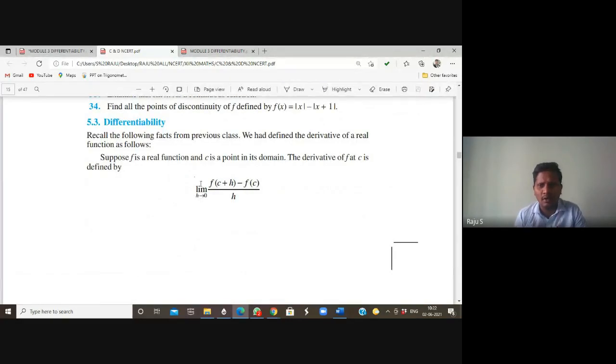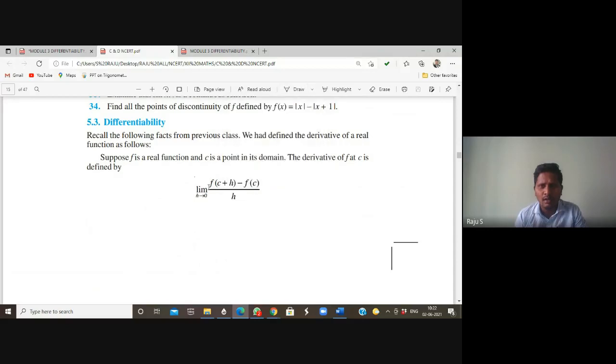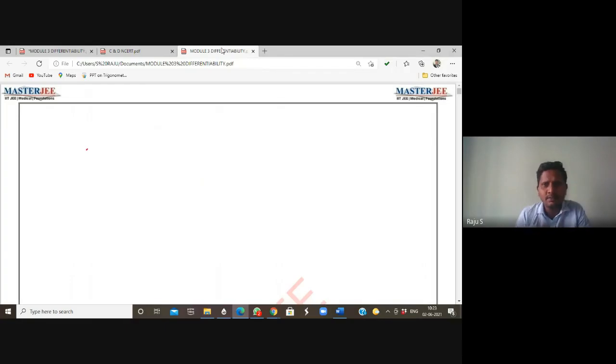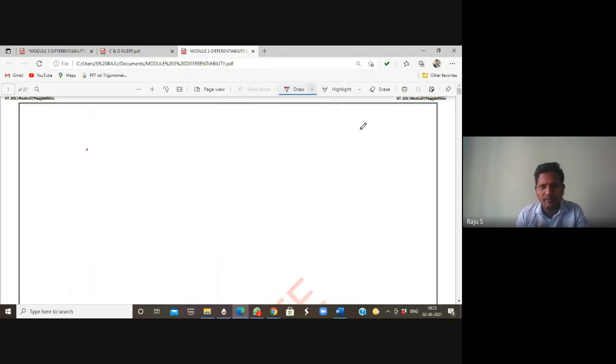This already, whatever the formula, yeah, this formula clear. It is the first principle of calculus. Right, first we'll discuss the concept here. All of you observe.